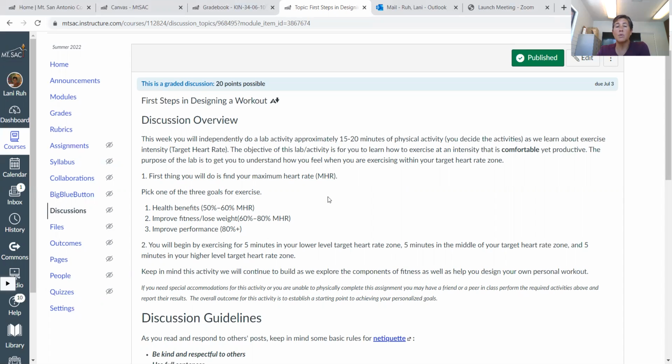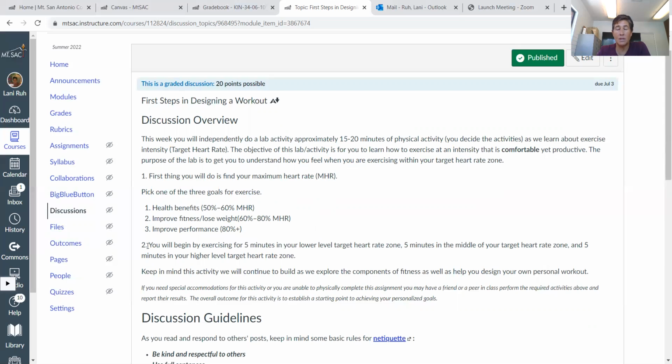And then what you want to do is when you take this maximum heart rate, you're going to multiply that number times 0.5 or 0.6 to get the threshold of heart rates if you're doing health benefits. If you'd like to improve your fitness, you're going to multiply your maximum heart rate times 0.6 and then 0.8, and that will give you your threshold where you want your heart rate to be.